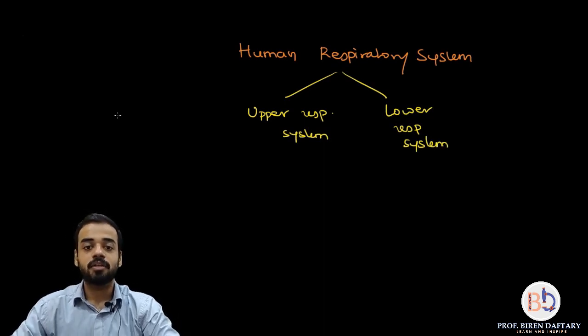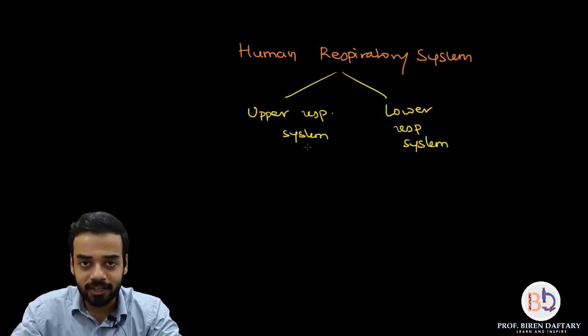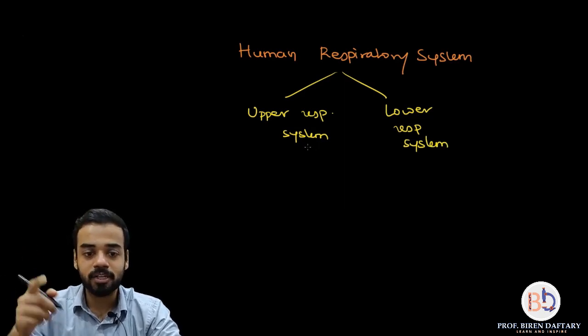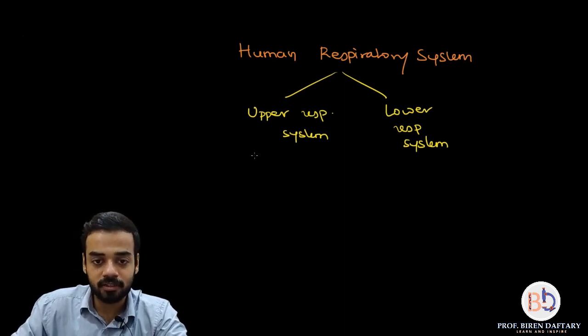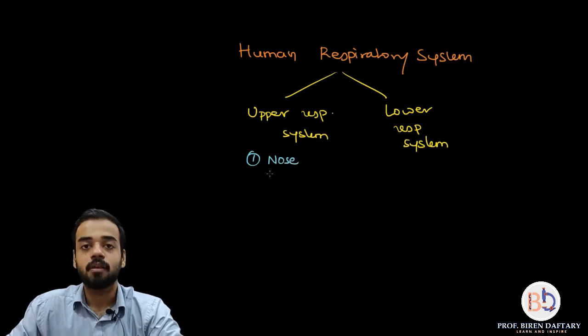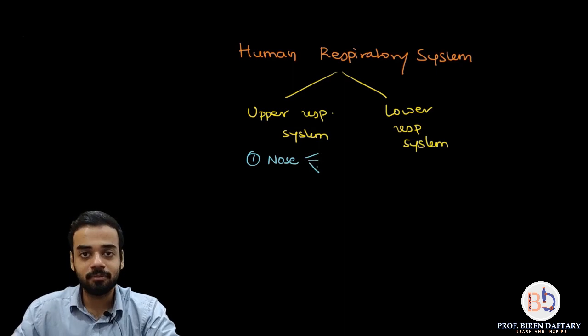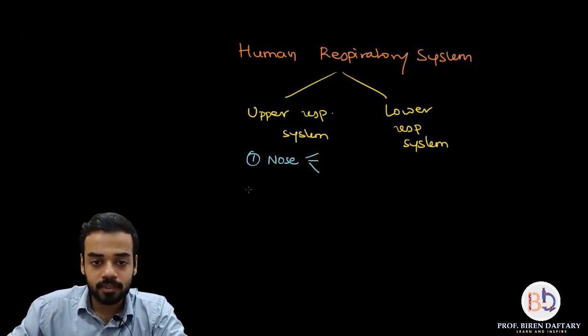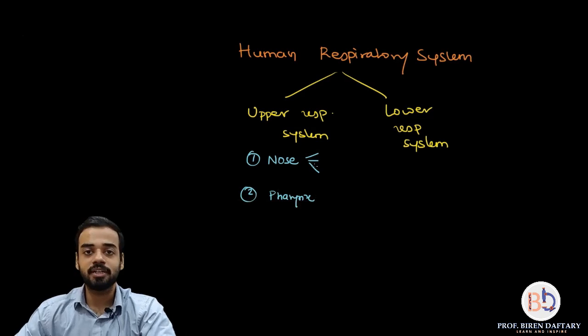Now, the upper respiratory system consists of certain parts. I'm going to show you the diagram also, but first of all I'm going to write down the parts. The upper respiratory system consists of the nose. The nose is further made up of three parts, which we are going to see later on. Then there is the pharynx. The pharynx is again made up of three parts, and that division we are going to see later on.